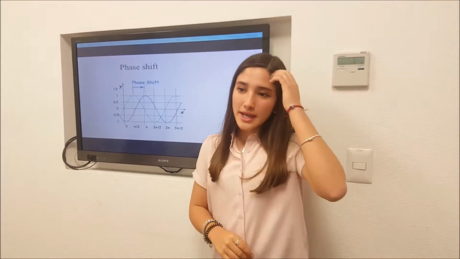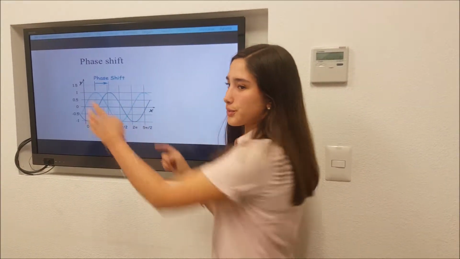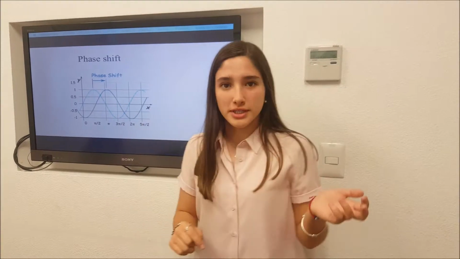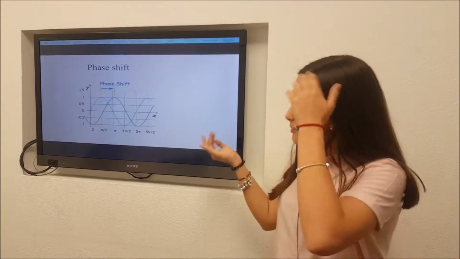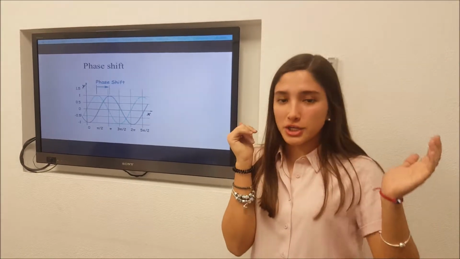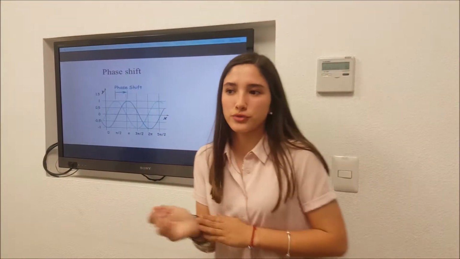Phase shift is how far the function is shifted horizontally from the normal location of it. The formula is negative always, so that means that the sign will always change, and the direction where it moves will also change as well.